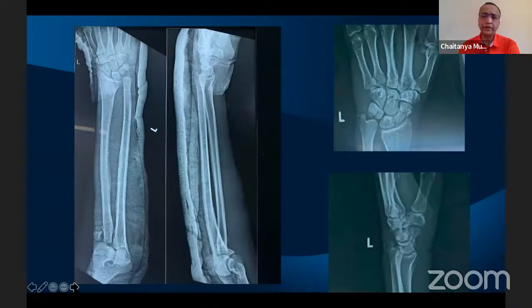I find the concept of using the tightrope a very attractive concept. I just haven't had the opportunity to use it. But as Julie pointed out very correctly, you have to be careful that you don't make the tightrope too tight, because you'll sacrifice rotation by narrowing the interosseous space.